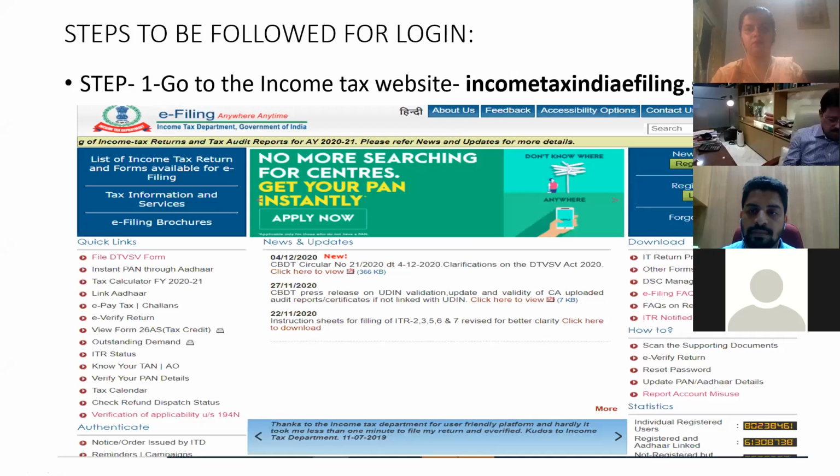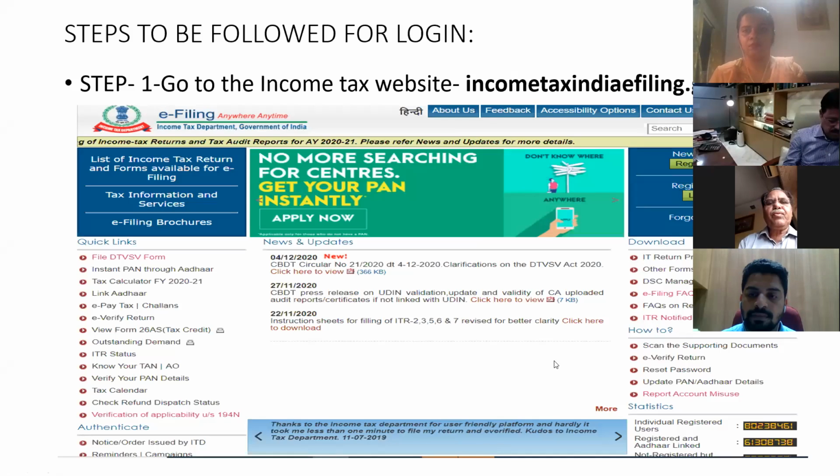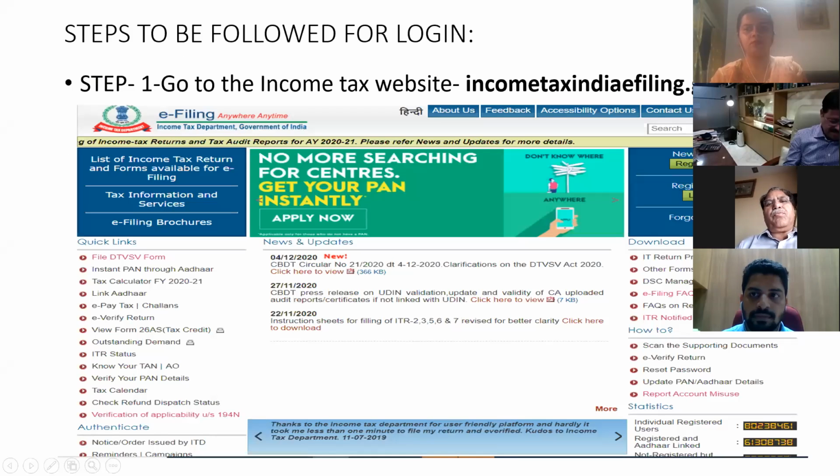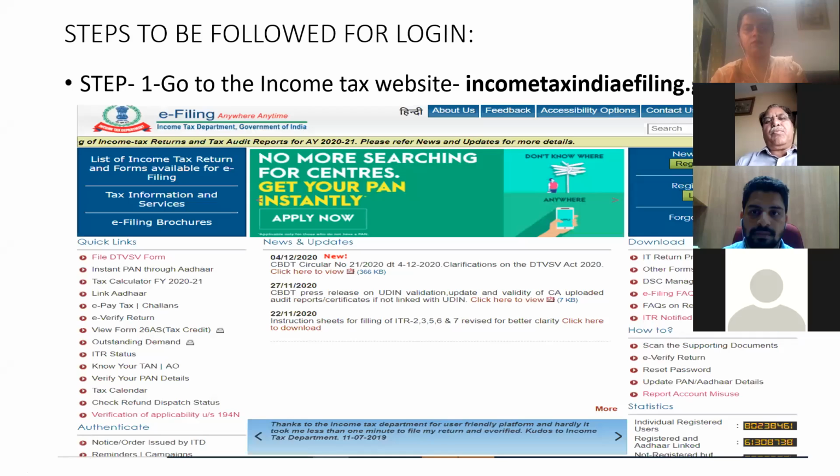Step 1. Once we have to file our return, we have to log in and we have to enter this particular website, which is www.incometaxindiaefiling.gov.in, which is highlighted over here. So incometaxindiaefiling.gov.in is the website where you have to go. And here you can see this login button is there. So you have to click on this login button. When you click on this button, this screen will appear.